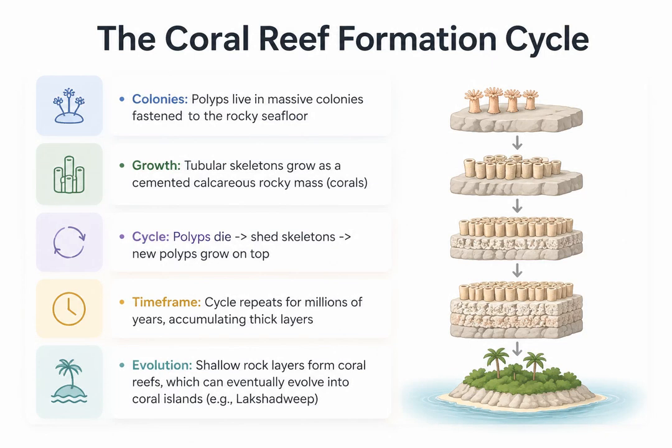Coral polyps do not live alone. They form massive colonies firmly attached to the rocky seafloor. As they grow, their tubular skeletons cement together into a solid rocky mass. When the living polyps die, they leave their hard skeletons behind, providing a perfect foundation for the next generation of polyps to grow upon. This cycle repeats continuously over millions of years, building up thick layers of limestone. Over time, these massive structures form coral reefs, and in some cases, they accumulate enough material to breach the surface and evolve into entire coral islands, like the Lakshadweep archipelago.